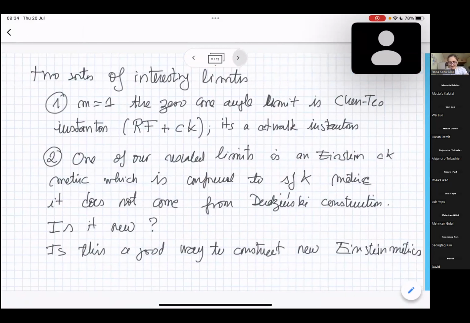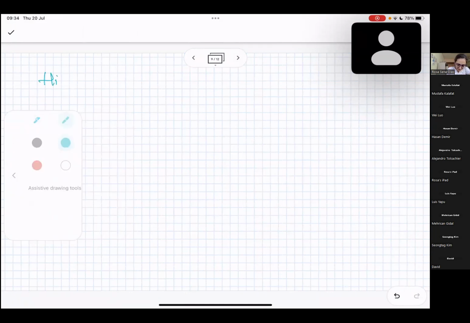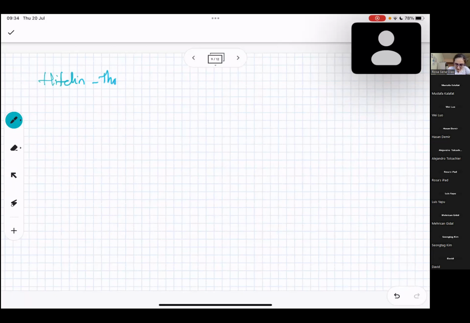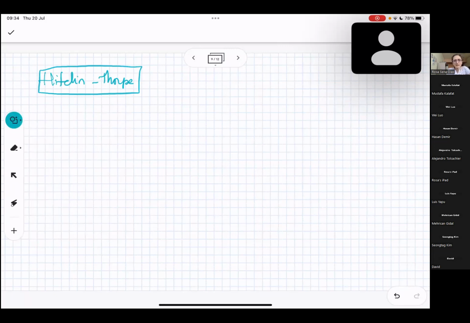Okay, I want to say something else regarding the theorem, which concerns the m equals 1 case, the first bullet in the main theorem. I want to speak a little bit about Hitchin-Thorpe. The Hitchin-Thorpe inequality is a topological restriction to the existence of Einstein metrics.